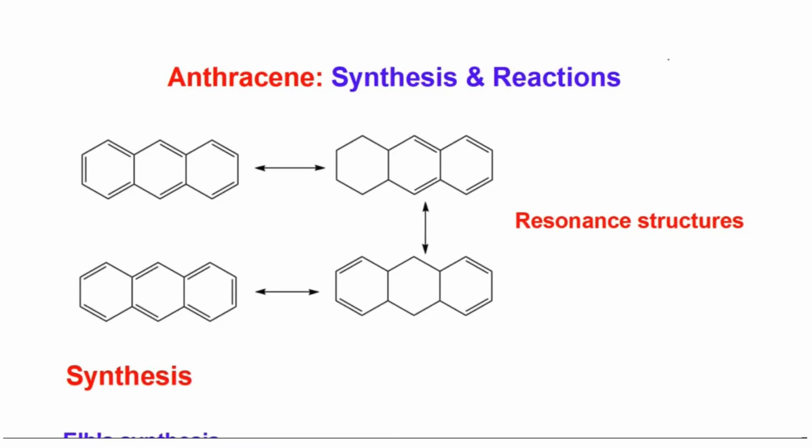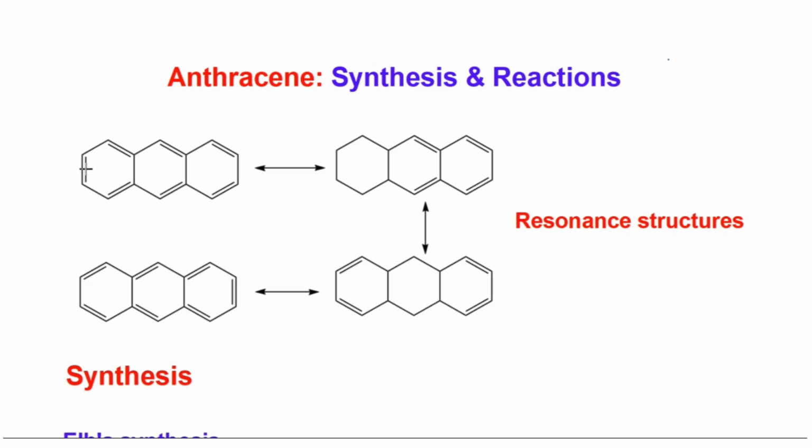Hello viewers, welcome back. In this video lecture, we are going to discuss the synthesis of anthracene and its certain important reactions. Here, first we start with the resonance of the anthracene. So we already learned how to rotate the pi electrons or the pi bonds in the naphthalene. So similarly, we rotate the pi systems here.